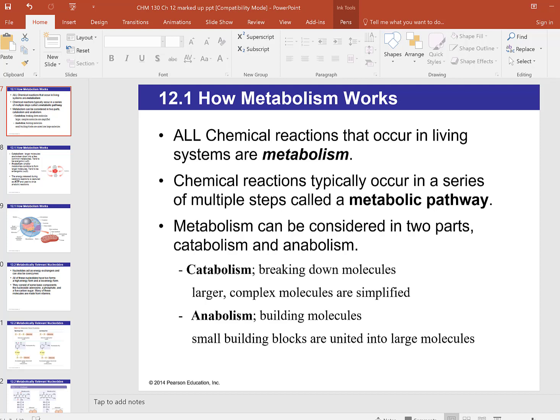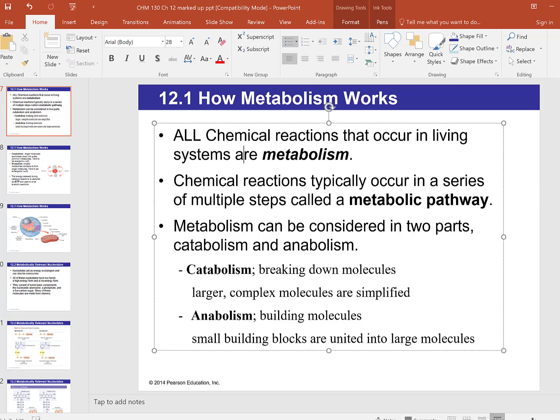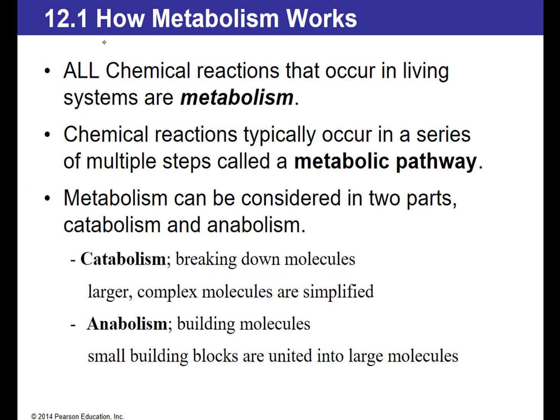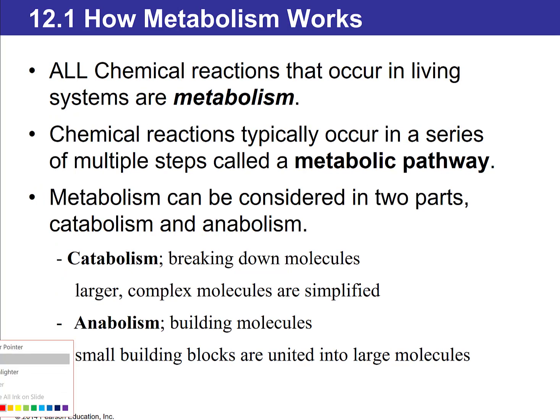But this chapter is metabolism. By definition, metabolism is all the chemical reactions that happen in living systems. That gets split into two different types: you either have catabolism or you have anabolism. These two together are really important because one is the building reactions, the other is the breakdown reactions.